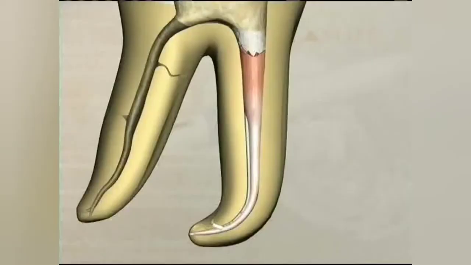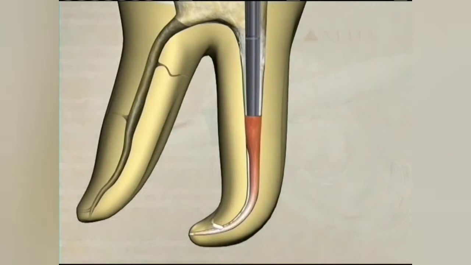In a traditional vertical condensation downpack technique, the heat carrier is inserted into the gutta percha mass a few millimeters. The change in color indicates that heat is being transferred a few millimeters down through the mass of gutta percha. The heat is then turned off and the instrument is removed. Some gutta percha will stick to the cooling instrument as it is removed. A pre-fitted plugger is introduced to compress the gutta percha that has remained in the canal space.